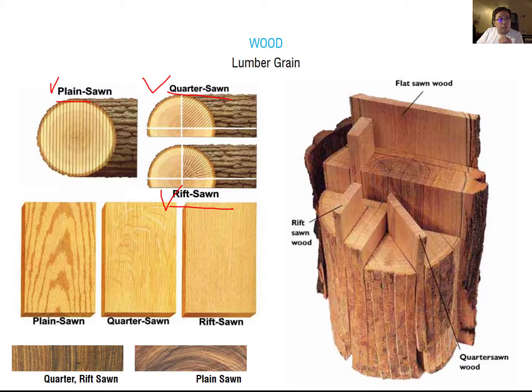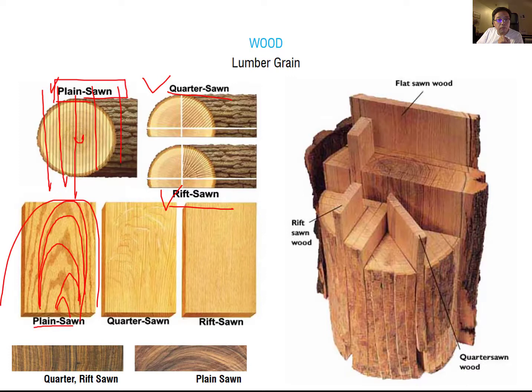First we can see the plain sawn. You can see the plain sawn. The plain sawn is timber cut parallel to the annual rings. So see the annual rings here. This is a cut that is parallel to the annual rings. And when you cut out this plain sawn, you can see the wood grain pattern. And then the quarter sawn and rift sawn are pretty similar.